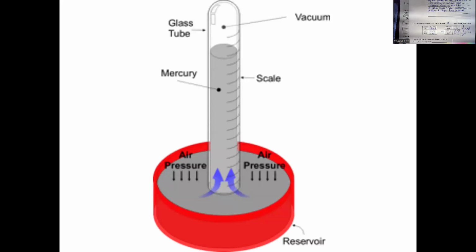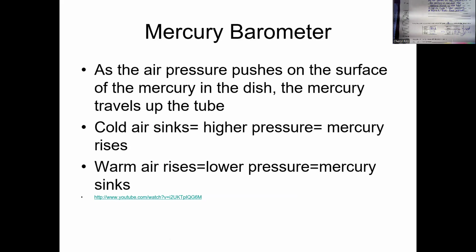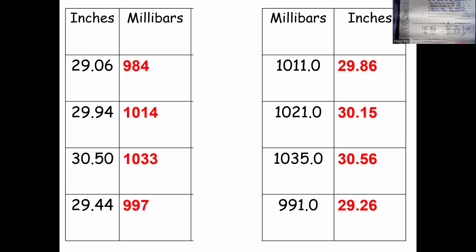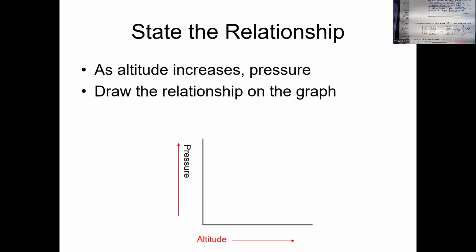Warm air is going to rise. So instead of pushing down and going up, when the warm air is rising, that pressure will fall. So that's how the barometer works. Then we did, this was your answers to the homework, and now we're here.